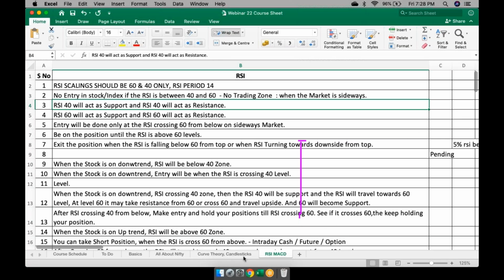It can be 38 to 42. For buying based on RSI, it can be 38 to 42.